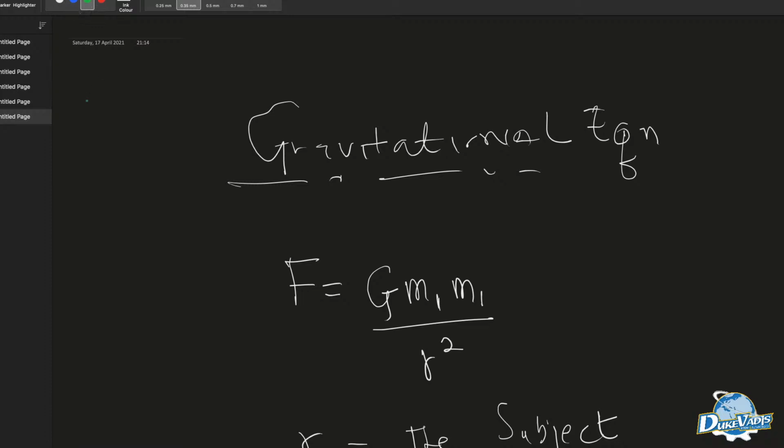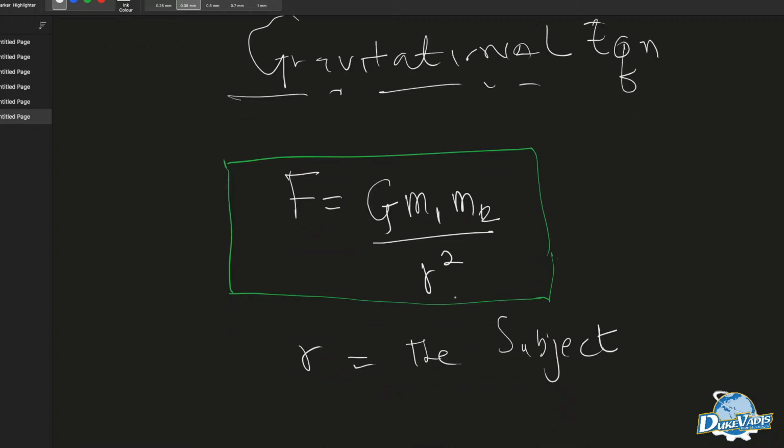Okay, so our equation given is F equals capital G, M1 M2, all over r squared. We're supposed to make r the subject. So without wasting time, let's see how we can solve such a question.